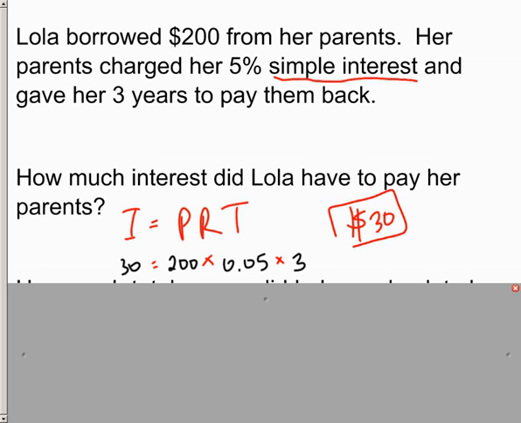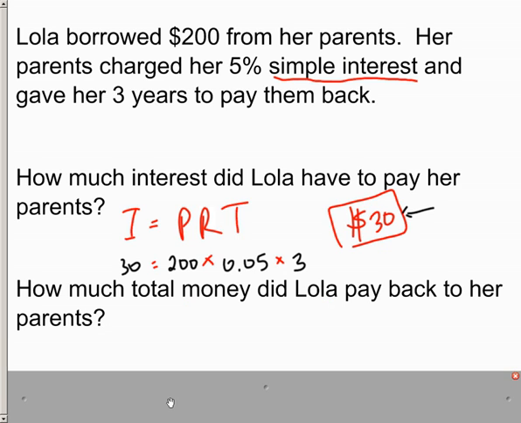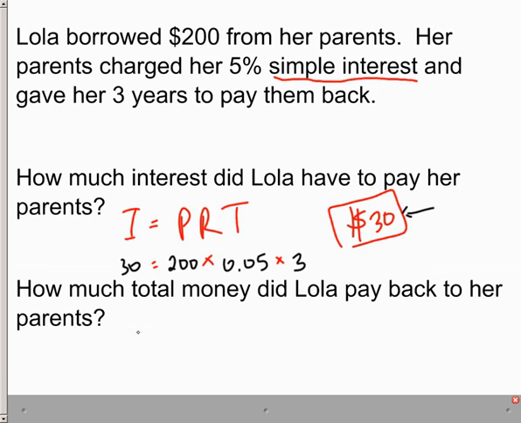$30. Now let us be clear. If she borrowed $200, she's going to give every penny back to her parents. I mean, look, her parents are actually charging her interest. So they're going to get every dime back from Lola. But they're saying, hey, you've got to give us $30 extra. After 3 years, we want $230 back total. So how much money did she pay? Well, she paid back the principal. So let me do this. How about principal plus interest? Well, the principal was $200 and the interest was 30, and that explains where the $230 total that she had to pay back.